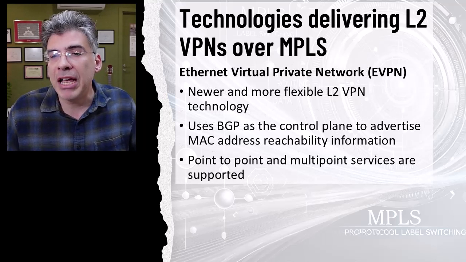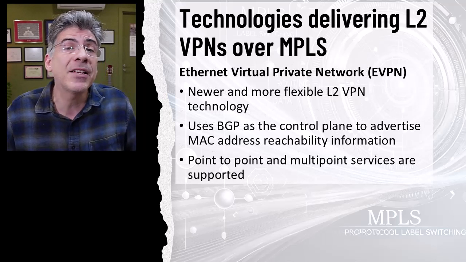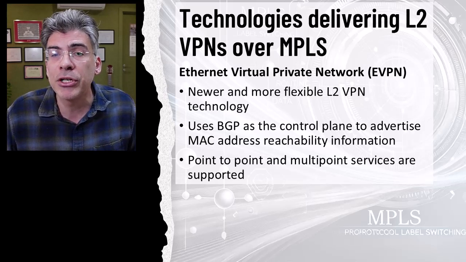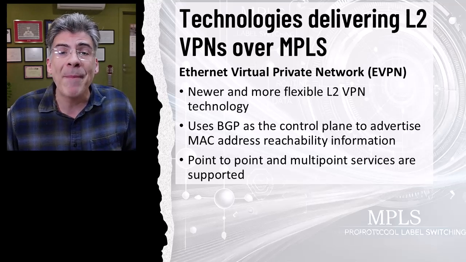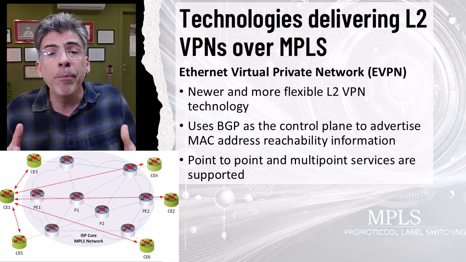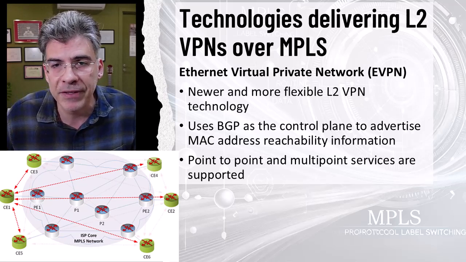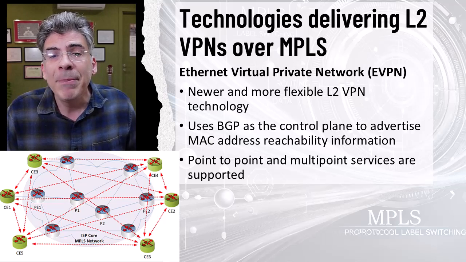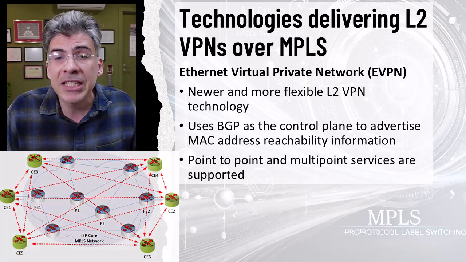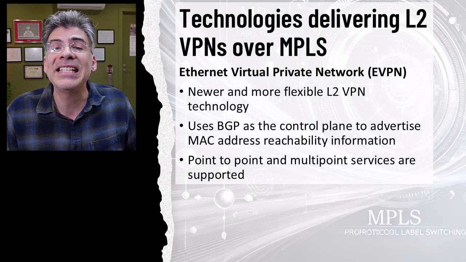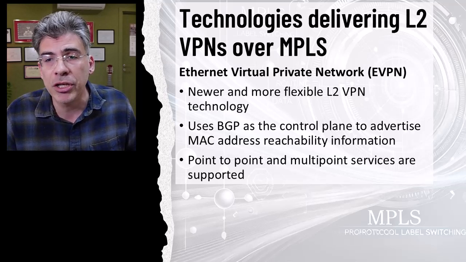EVPN, or Ethernet VPN, is a newer and more flexible Layer 2 VPN technology that uses BGP as the control plane to advertise MAC addresses and reachability information. It supports both point-to-point and multi-point services and is often preferred for large-scale deployments because of its scalability, its support for MAC address mobility, as well as its efficient bandwidth utilization.